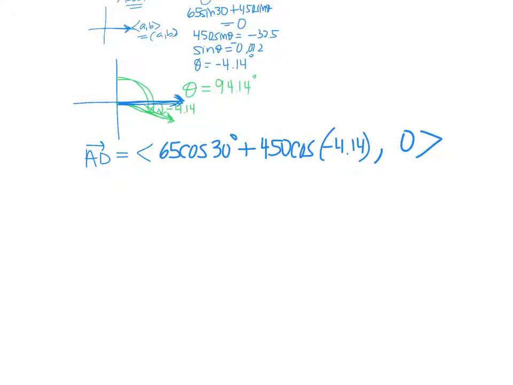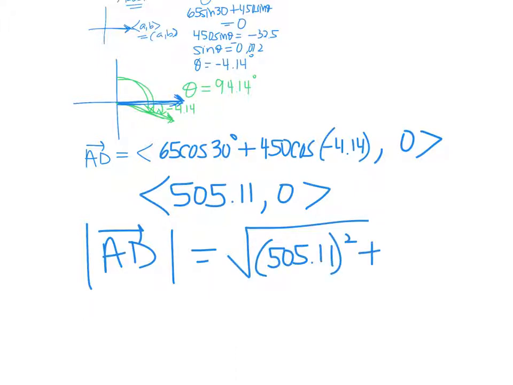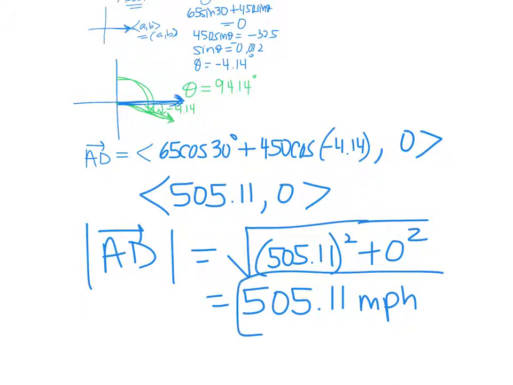Cosine 30 plus 450 times the cosine of negative 4.14. And I got 505.11. So the component form is 505.11, comma 0. And if I wanted to find the speed of the plane with the wind, it's just going to be 505.11 because I take this and I use my magnitude formula. I square that. I square the zero, so that's not going to matter. So then I take the square root of the squared, and the plane plus the wind is going 505.11 miles per hour. And my plane, I should take a directional angle of 94.14 in order to fly due east.